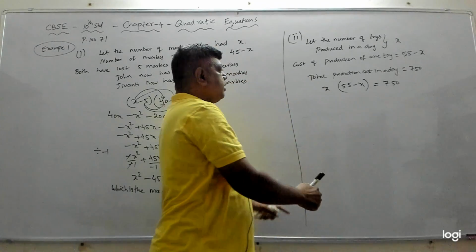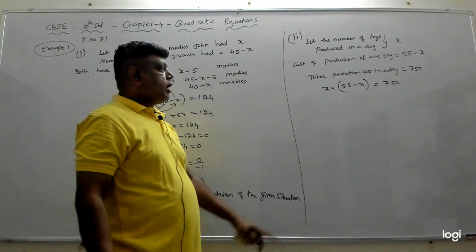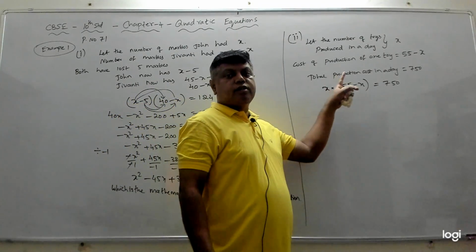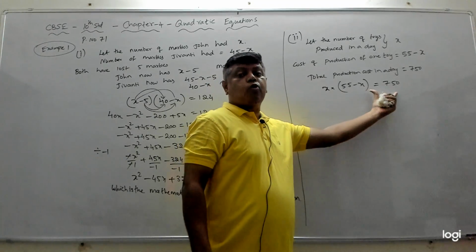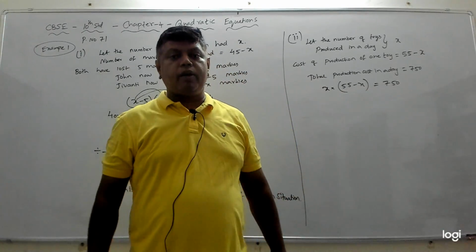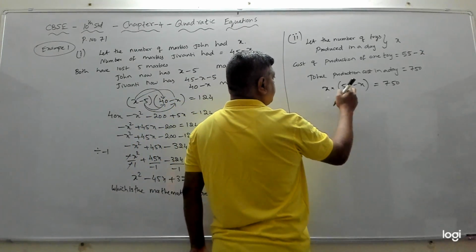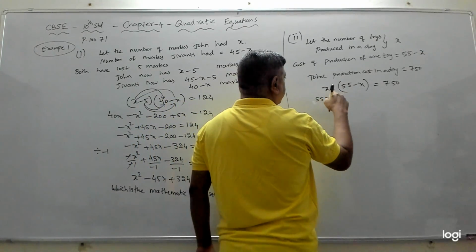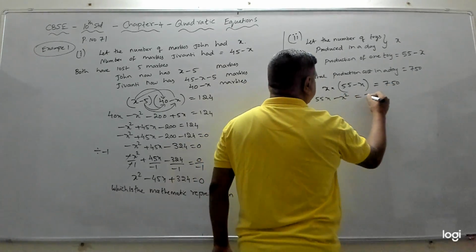X, if I don't put anything, then you have multiplication sign, into is there. So X is the number of toys produced in a day, and this is the cost of one toy. Number of toys into cost of one toy will give you the total cost, which is 750 that they have given. Now we should multiply this. So X into 55 is 55X. X into minus X is minus X square, equal to 750.